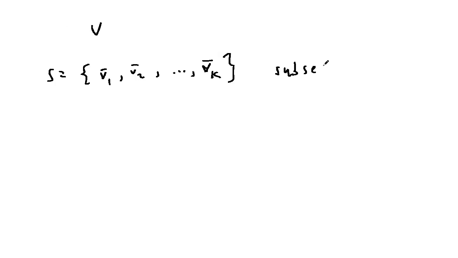In this lecture, we're going to learn about the notion of span. Let V be a vector space, and let S, given by V1, V2, Vk, be a subset of V. If every vector in V can be written as a linear combination of vectors in S, then we say that S spans V.